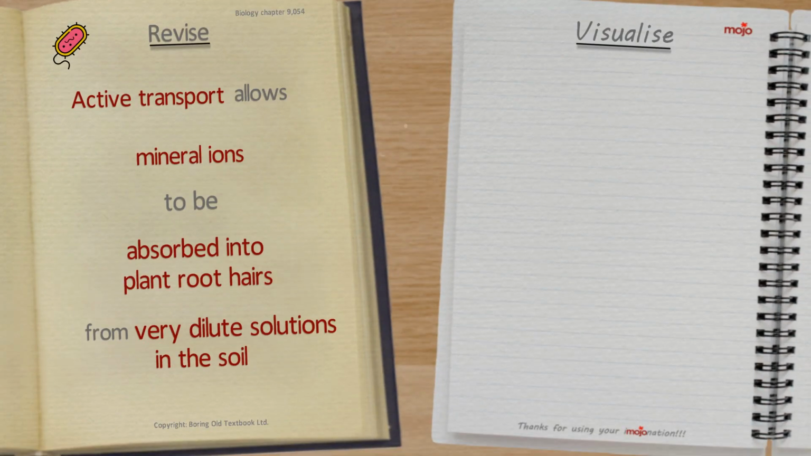Active transport allows mineral ions to be absorbed into plant root hairs from very dilute solutions in the soil. Sometimes Active Train Spot gets tired of correcting his wife's dilute drink. Instead, he just chucks his very dilute squash solution into the plant pot by the station cafe.